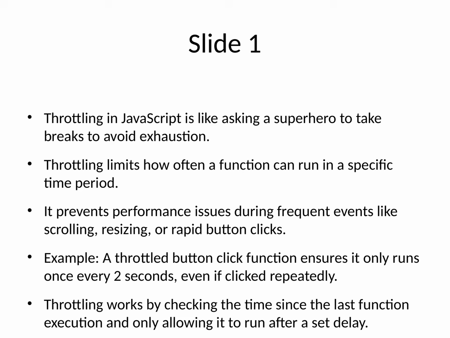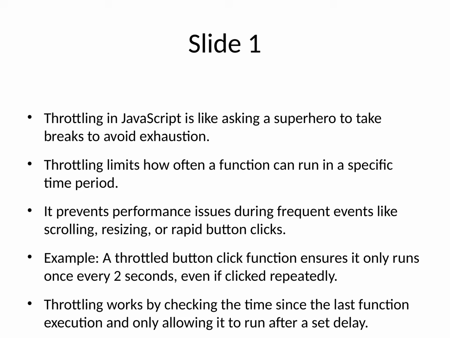This is particularly useful in scenarios where frequent events, like scrolling a web page, resizing a window, or clicking a button multiple times, can cause JavaScript to overwork and slow down the web page, making it laggy. Throttling ensures that a function only executes periodically, even if the triggering event occurs repeatedly.